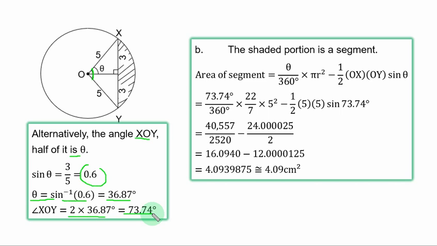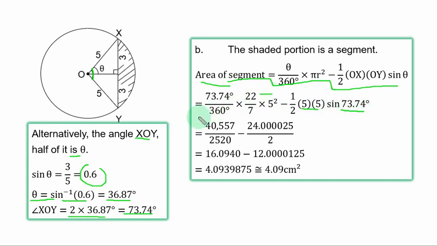B part of the question, you are asked to find the area of the shaded portion. The portion shaded is a segment. Area of segment is equal to area of sector minus area of triangle. So you fix in all the given parameters. This is the angle, this is the radius, you have the 2 radii here, and this is the angle.